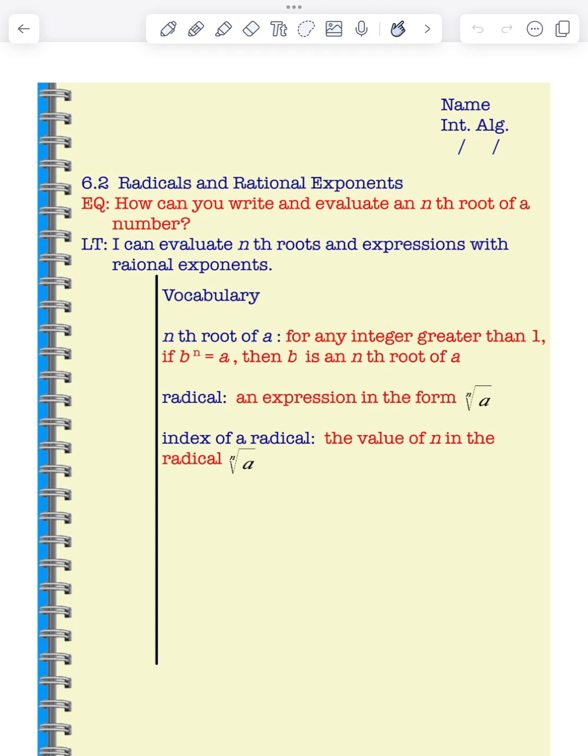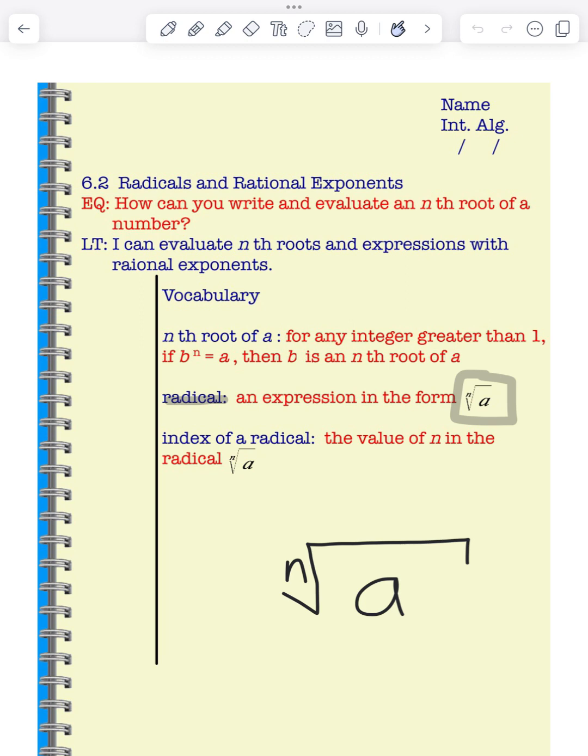Hello, algebra students. Today we're going to be learning about radicals and rational exponents. First off, a radical is an expression in the form the nth root of a. So n is what we call the index that goes above the little square root symbol, and a is the number under the radical. So n is the index. It tells us which root to take of the radical. We call that the nth root of a.